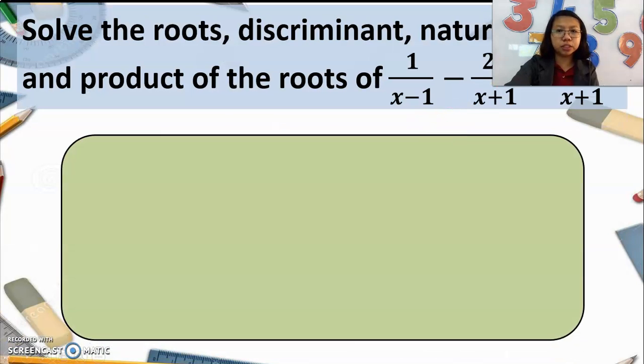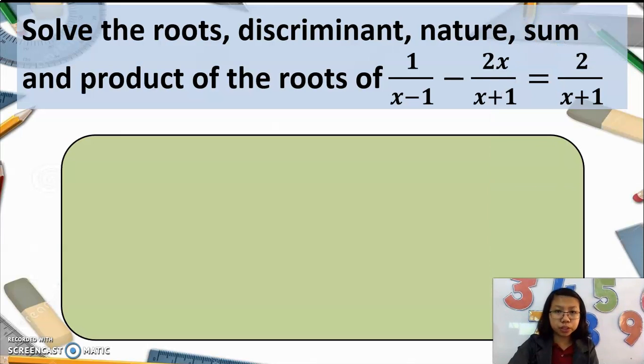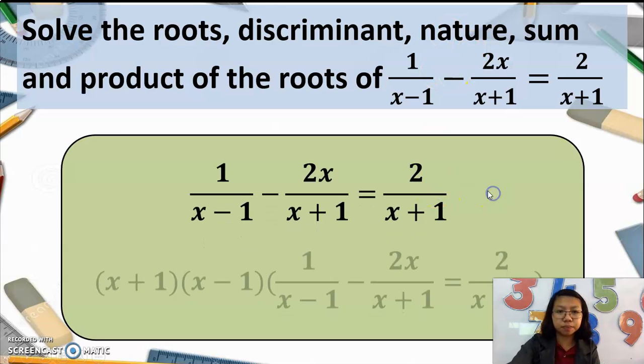Let's have another example. Solve for the roots, nature, and sum and the product of the roots of 1 over x plus x minus 1 minus 2x over x plus 1 equals 2 over x plus 1. With this given equation, I cannot use cross multiplication because I have two terms on the left side of the equation. So I'm going to use the LCD.